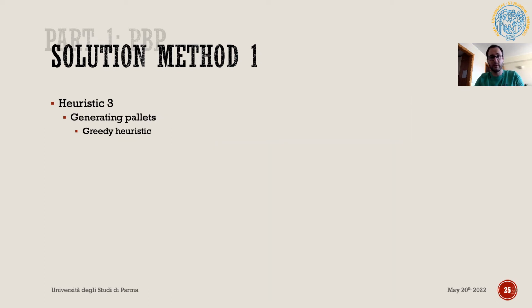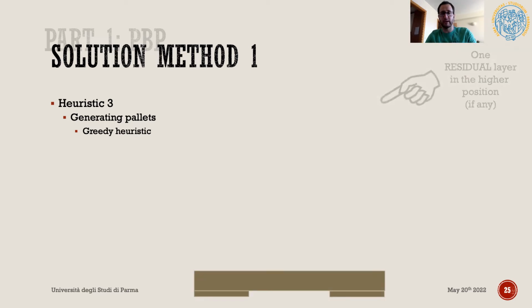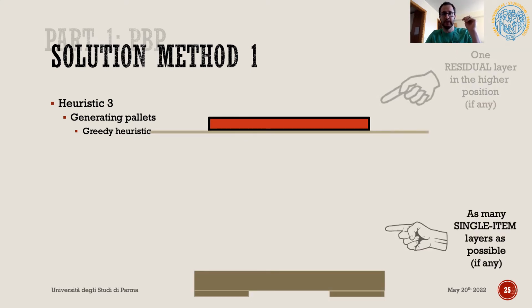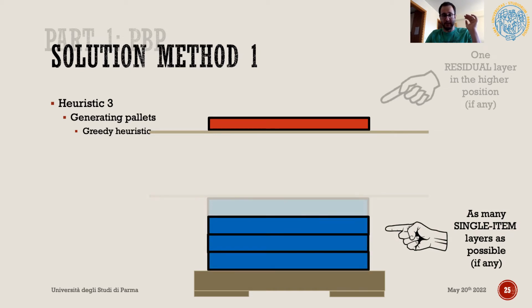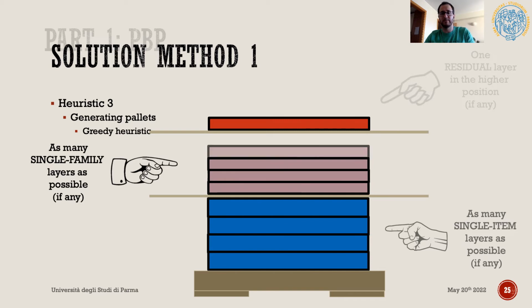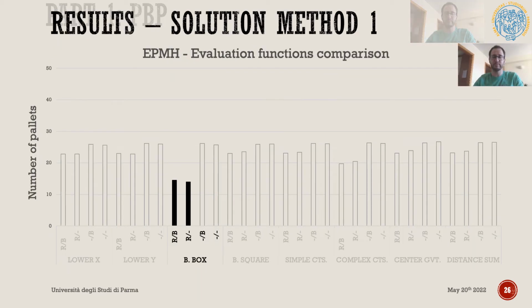Yes, and the grid heuristic to generate pallets that stack layers. So it starts from the top by inserting one residual layer, then as many single item layers as possible. Finally, if there's still room, as many single family layers as possible. That's it. Regarding the results, I would like to draw your attention to the bounding box function, which shows significantly better results than the other metrics.